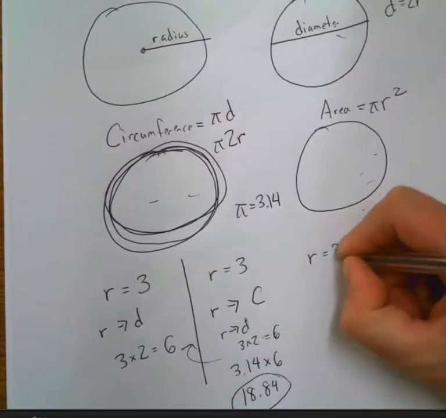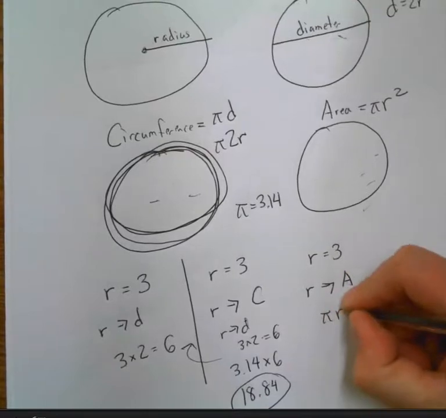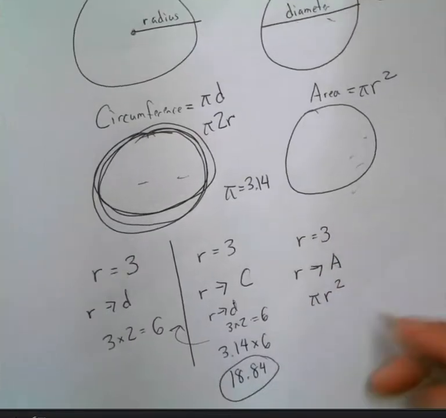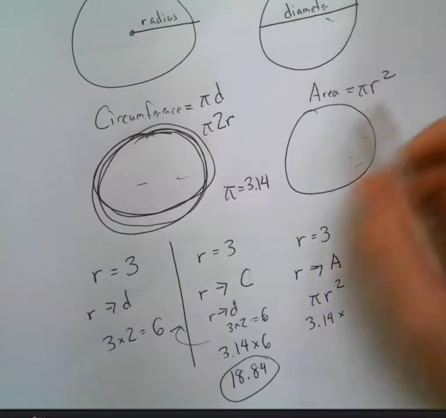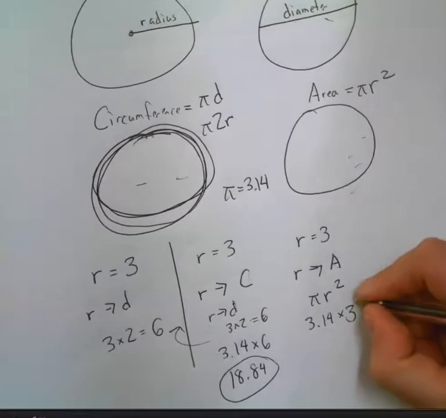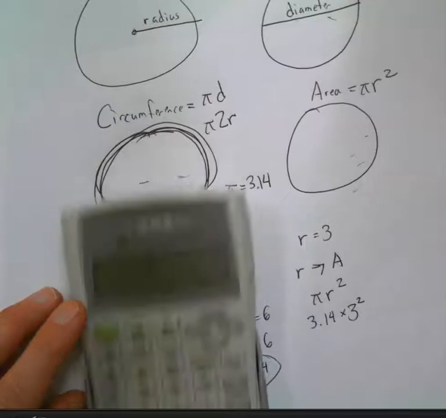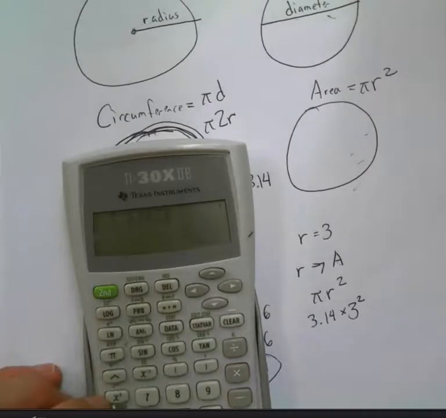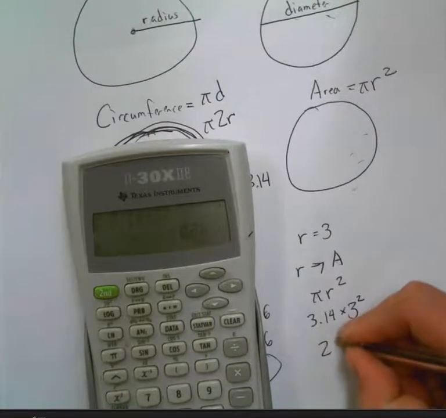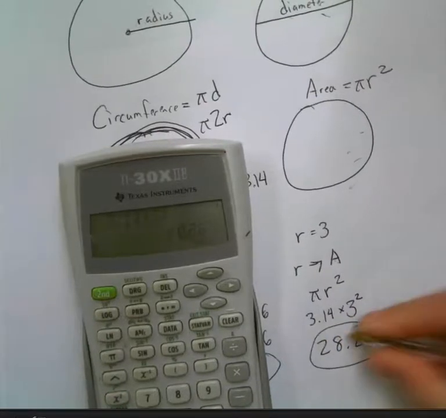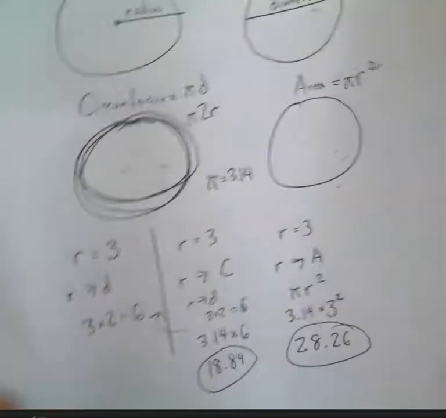The radius is 3. I want to get from radius to area. So I'm going to do pi r squared. I like to write the formula out, and then underneath the pi, I plug in the 3.14. Underneath the r, I plug in the 3. Keep that cute little 2 in the corner, and I just take my calculator, and I type in 3.14 times 3, and that's my squared button right there. Squared gives me 28.26. So I can get from radius to diameter, radius to circumference, radius to area.